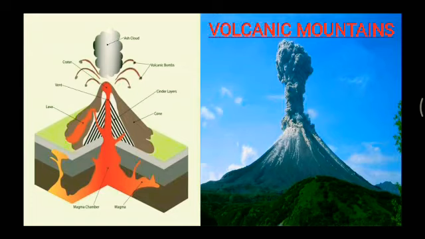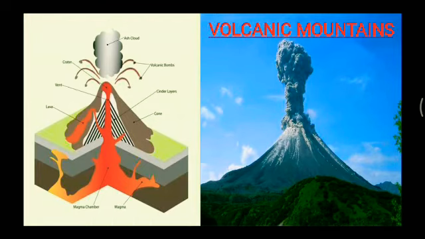Alright, now the magma, what is this magma? Magma is basically the hot molten material that is found inside the earth. Okay, now this magma, when it reaches the surface of the earth, it's called lava. When this lava hardens on the earth's surface, it forms these cone-shaped mountains.